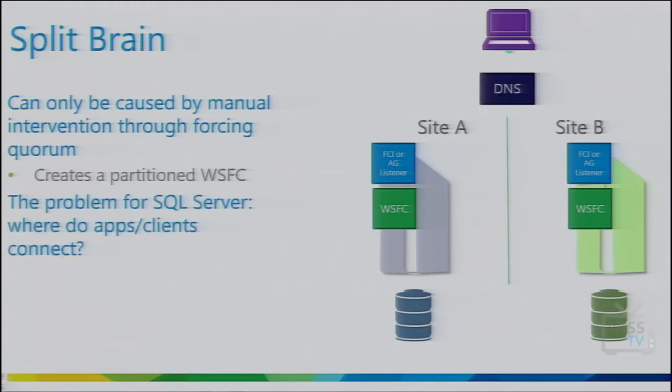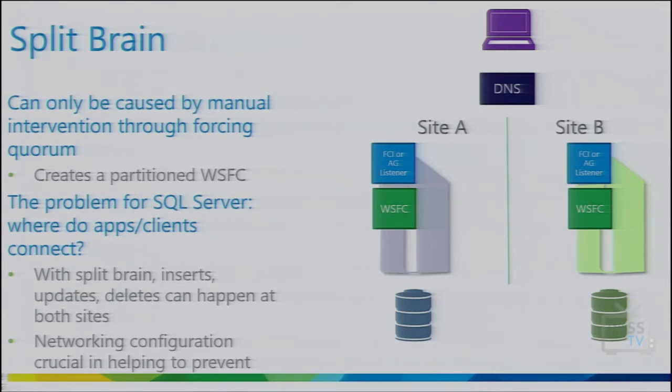Right, so the question is, if I have a listener in this mix, what happens? That's why I had that data movement there, because if you're using a listener, the listener has an entry in DNS. So that's where I was saying it could do inserts, updates, and deletes on both sides if you do split brain. So for example, in your availability group configuration, this is one reason why you may not actually want to use a listener.